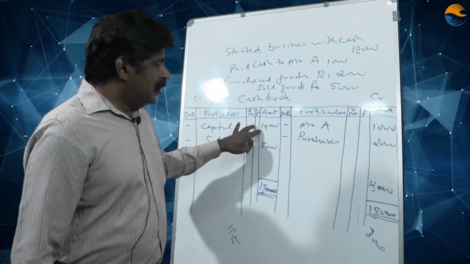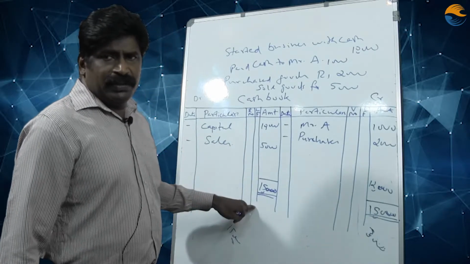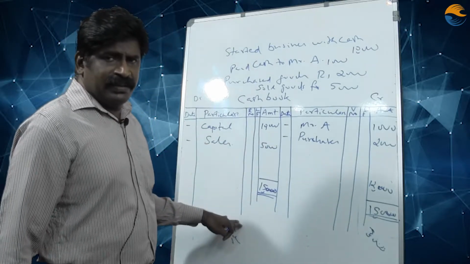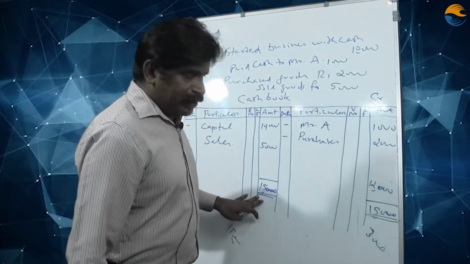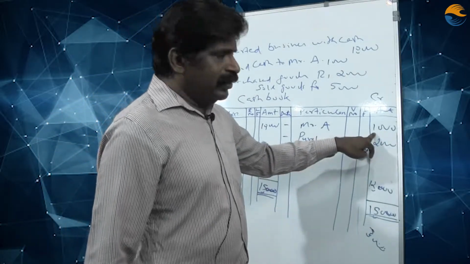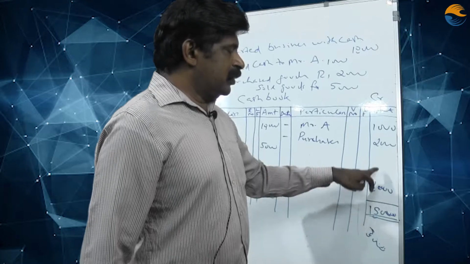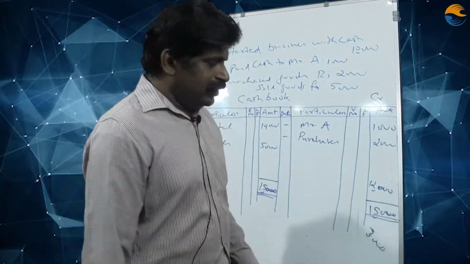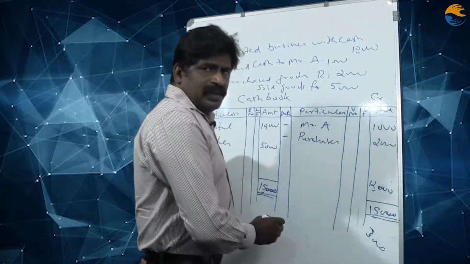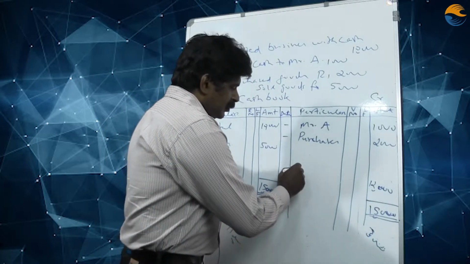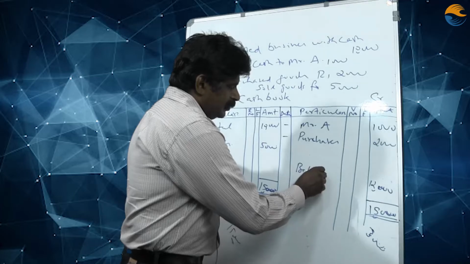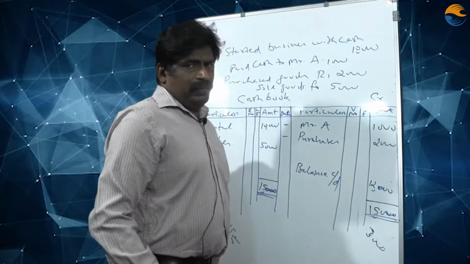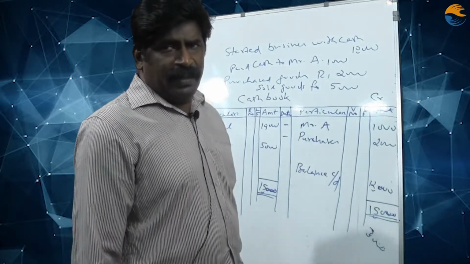Now 10,000 plus 5,000, 15,000. The debit side total is 15,000. And consider here 1,000 plus 2,000 plus 12,000. Here also 15,000. Now the total gets tallied. This 12,000 is denoted as balance carried down. Balance carried down.